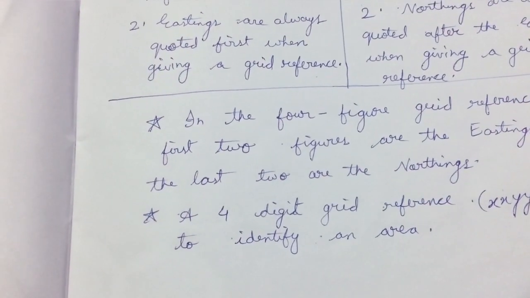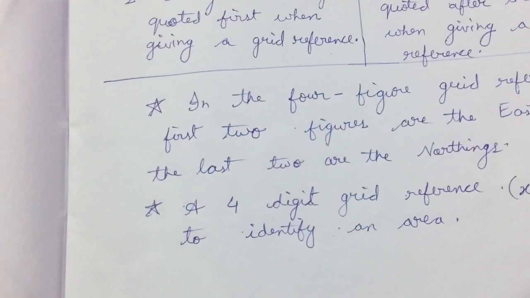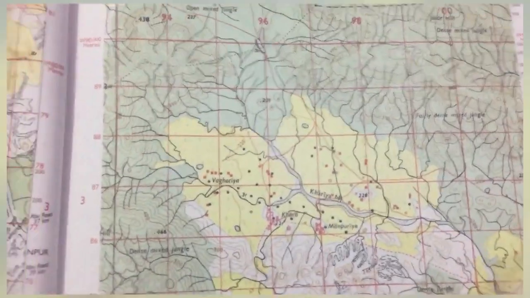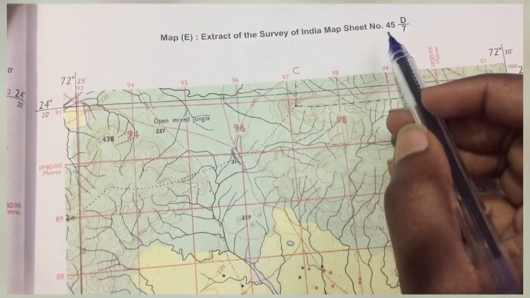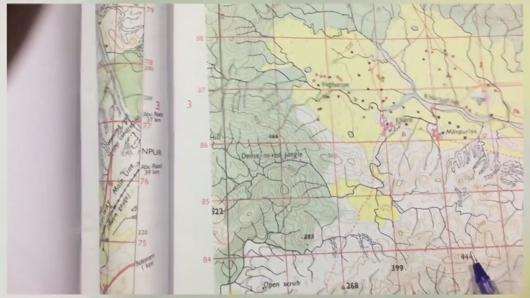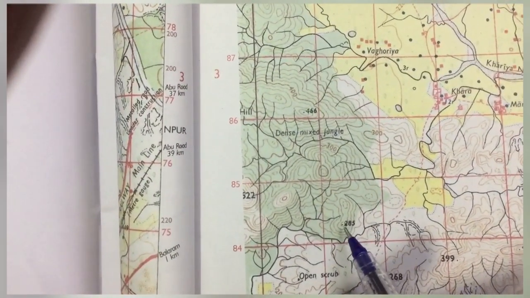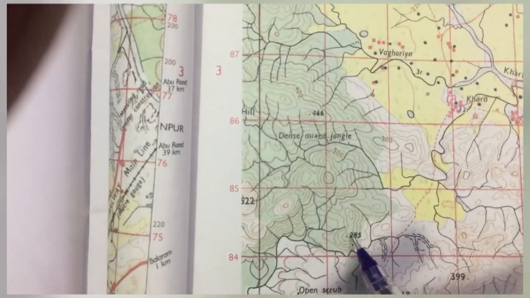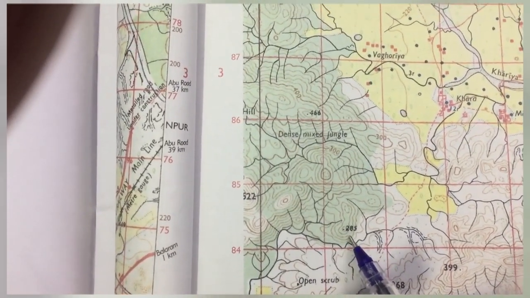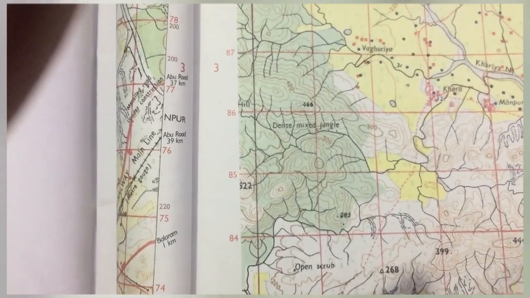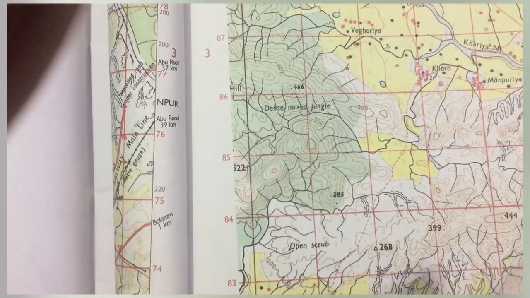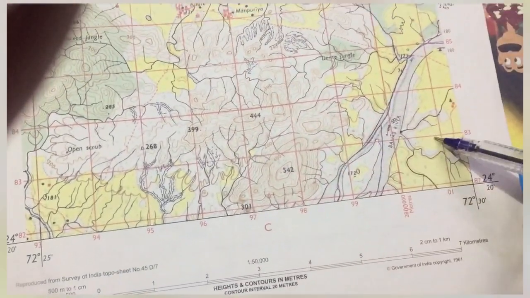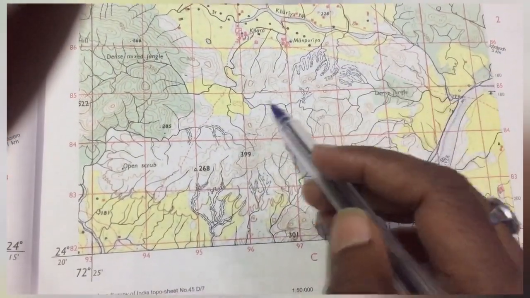So let us do it with the help of the topographical map. I have this map. This is the Survey of India map, 45D by 7. I am taking the four-figure grid reference of spot height 285 of this topographical map. So for spot height 285, what can be the four-figure grid? As mentioned, easting should be written first and northing next. These are all the easting lines, and these are all the northing lines.